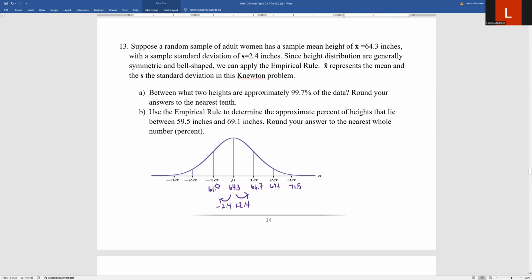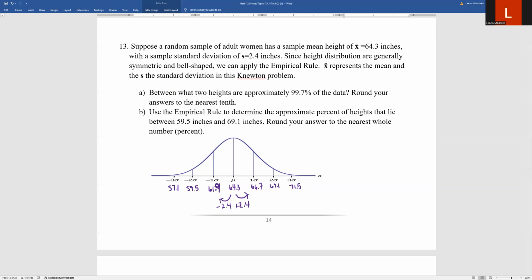Oops, why does it keep thinking my 9s are these weird rectangles? It's very weird. Minus another 2.4 is 59.5. And minus another 2.4, 57.1. Okay, so I've got all my inches down here on this part.